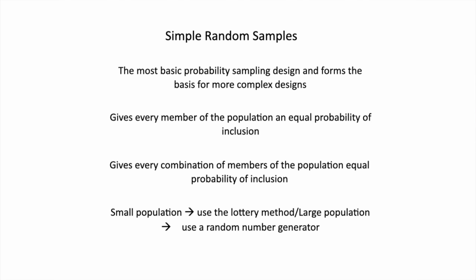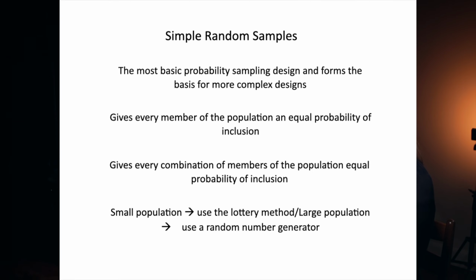Okay, the simple random sample is the most basic, and it forms the basis of many other designs to follow. All it does is give every member of the population an equal probability of inclusion in the sample. So everyone has an equal chance of being included in the study, and every group of people has an equal chance of being included in the study. What this means is that you could have really weird samples, because every individual and every possible group of individuals has an equal likelihood of being included. It's the most simple, the most basic.